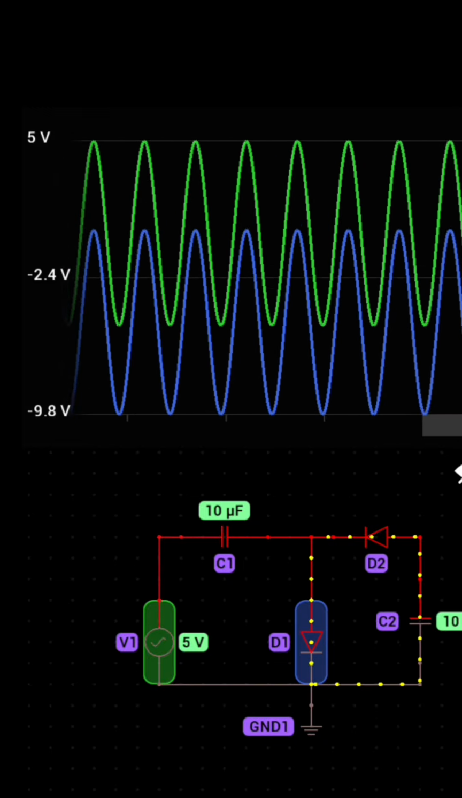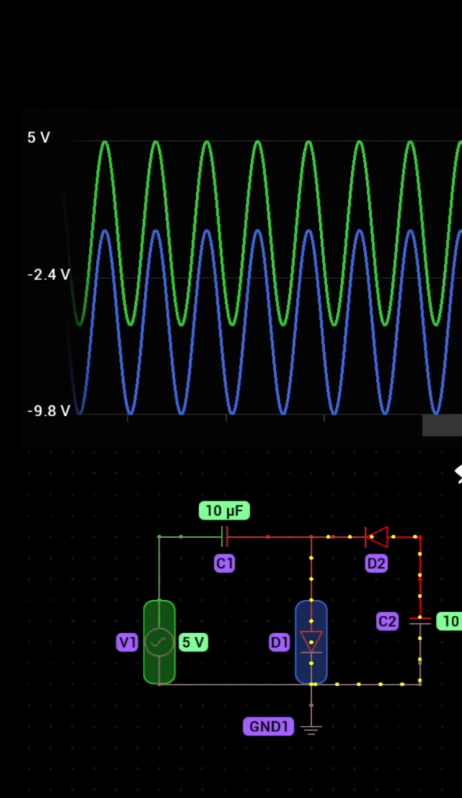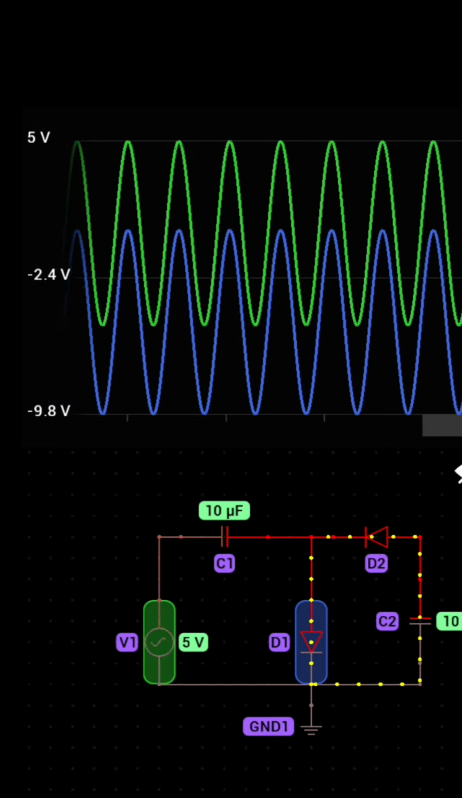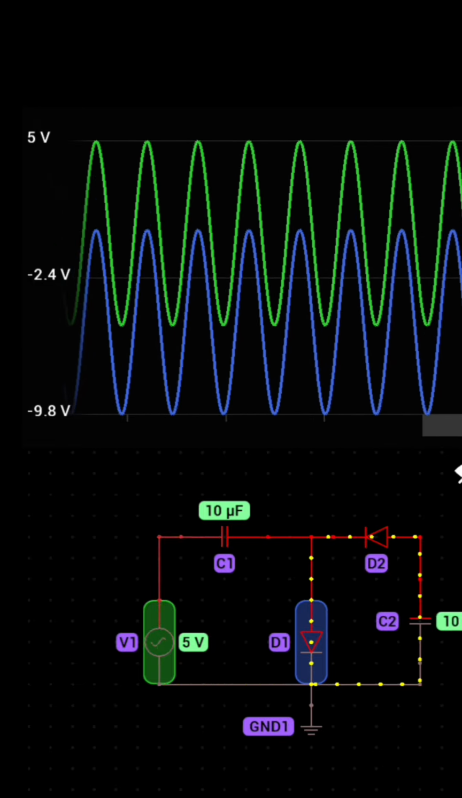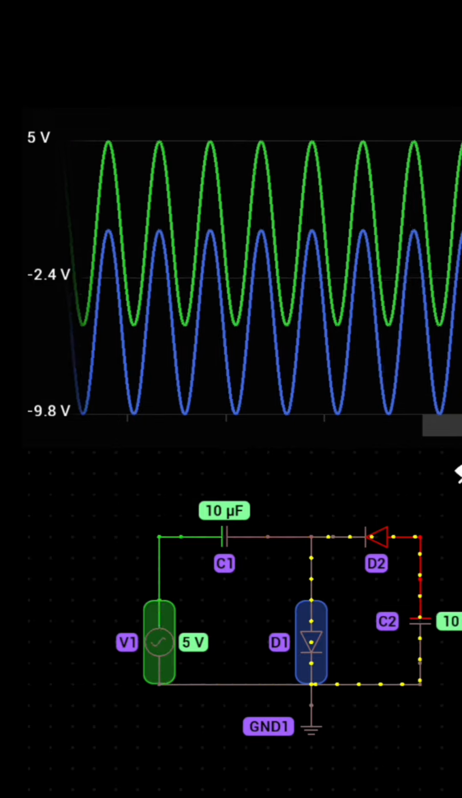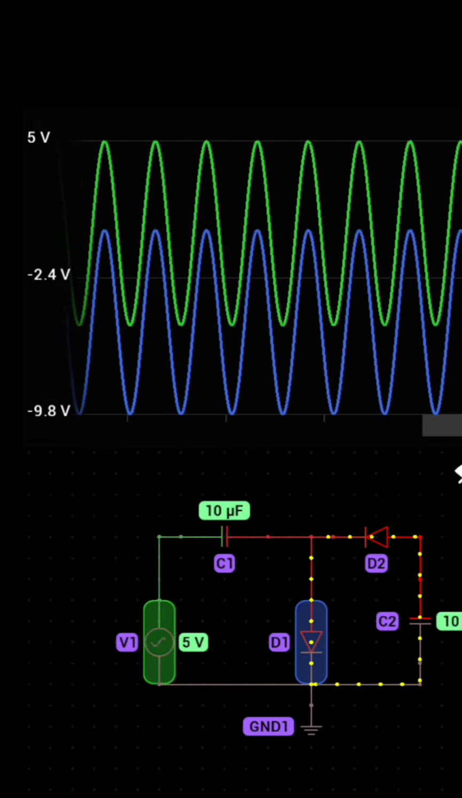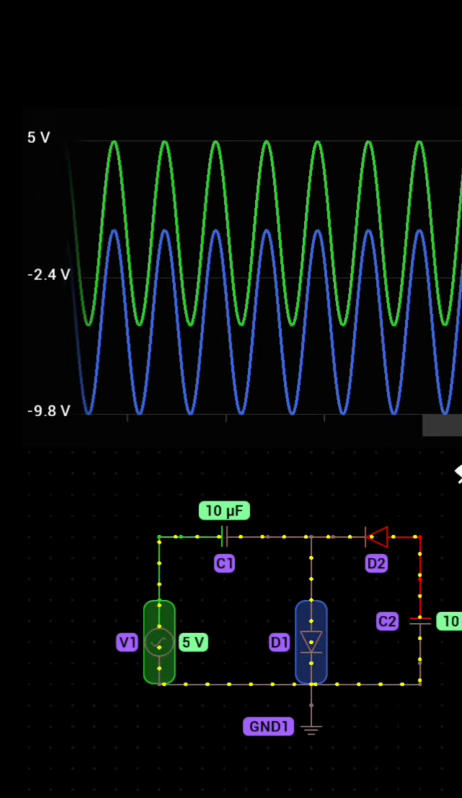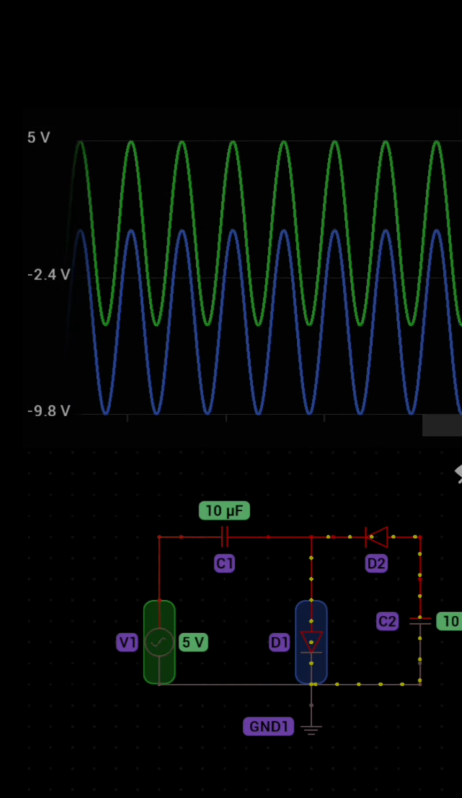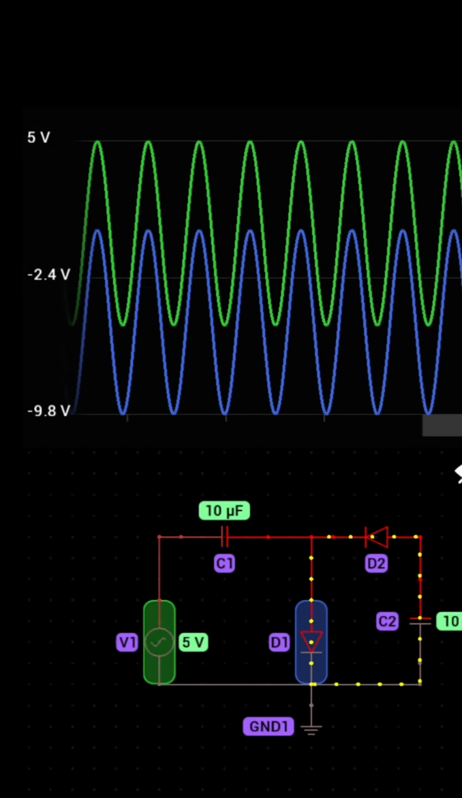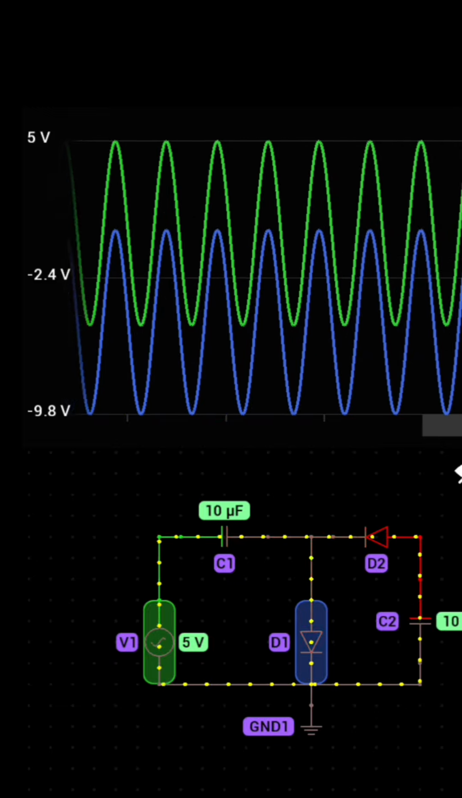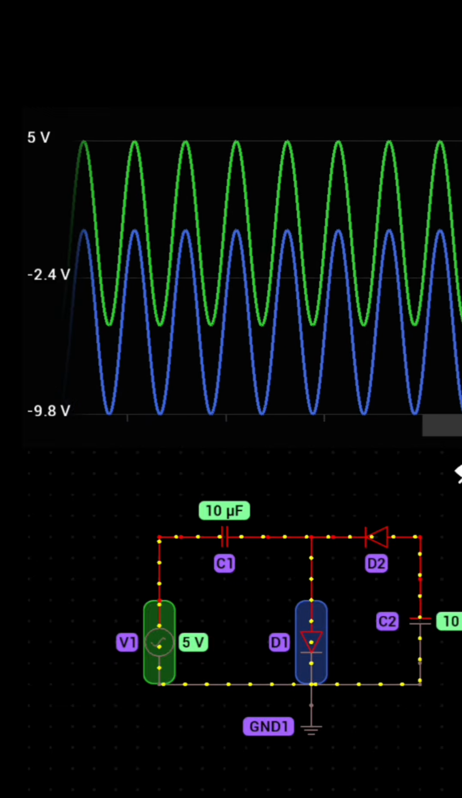In the negative half cycle, the first diode becomes reverse biased, blocking current. The second diode becomes forward biased, allowing current to pass. The second capacitor charges up to the sum of the input voltage and the voltage across the first capacitor. Since the first capacitor already has 5 volts stored, the second capacitor will charge to an additional 5 volts, resulting in a total of 10 volts across both capacitors.